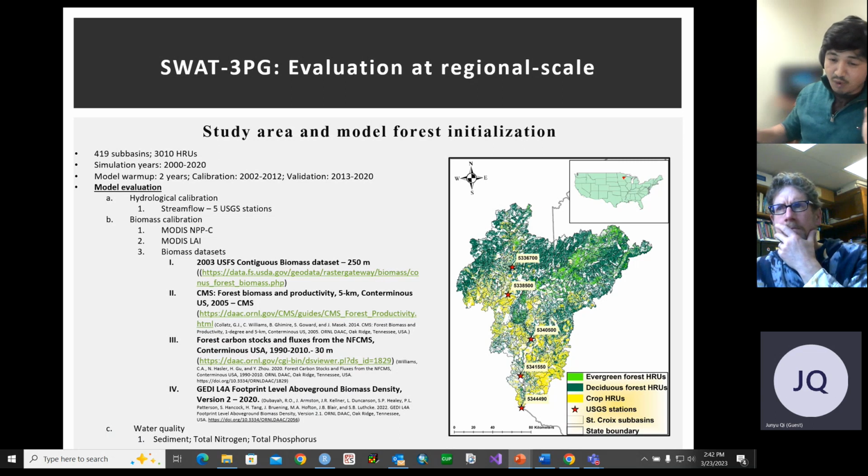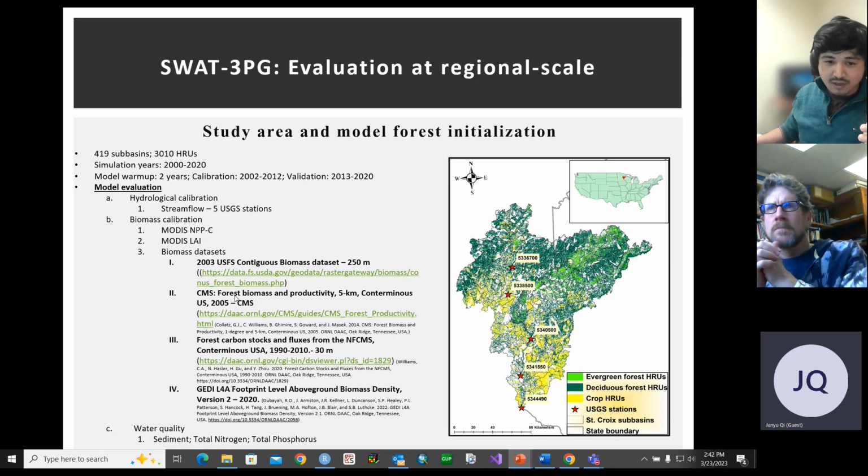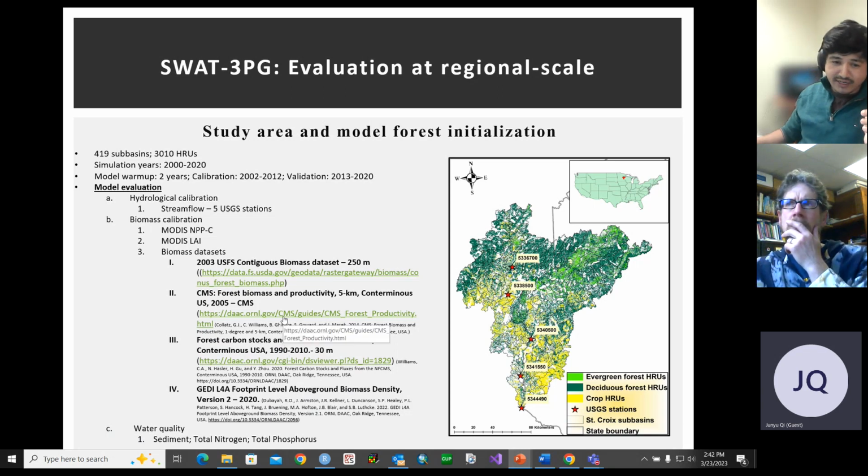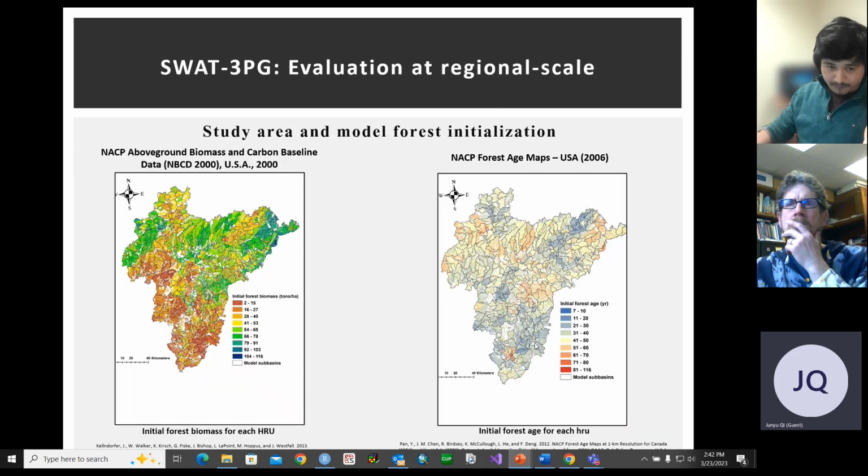We developed this model from 2000 to 2020, and we compared our annual biomass data sets against 4 data sets that were available. We used the 2003 Forest Service data set, the 2005 CMS data set, the 2010 data set, and the JEDI 2020 data set. For the hydrological part, we evaluated at these 5 USGS stations, and for the water quality part, we used 1 station right here.